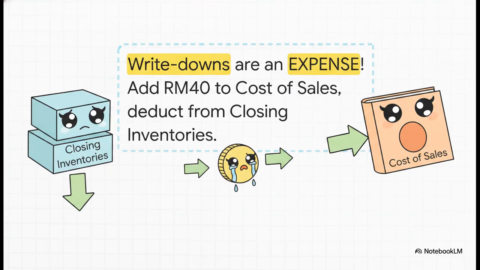So the million-dollar question, or well, the 40 ringgit question, what do we actually do with that write-down? Here is a massive exam tip for you. Write-downs are an expense in the year they are incurred. You must add that 40 ringgit to your cost of sales in the statement of profit or loss, and you absolutely must deduct it from your closing inventories in the statement of financial position. Whatever you do, don't leave that 40 ringgit floating in the void.